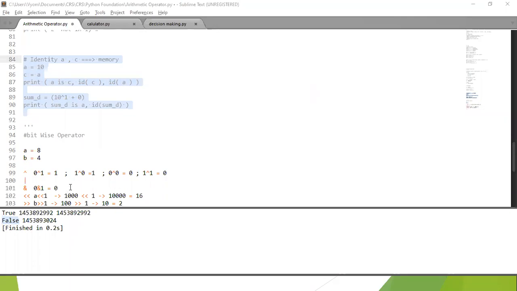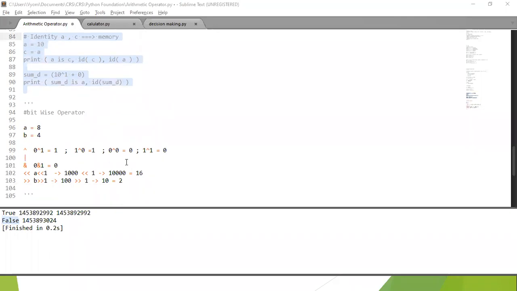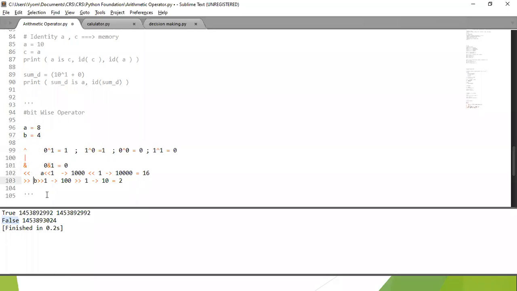Okay, fine, thanks. As there are no questions around this, let me quickly move to bitwise operators and talk about them. So let's say A equal to 8 and B equal to 4. The first bitwise operator is XOR, and this is the symbol. This is called the XOR operator.